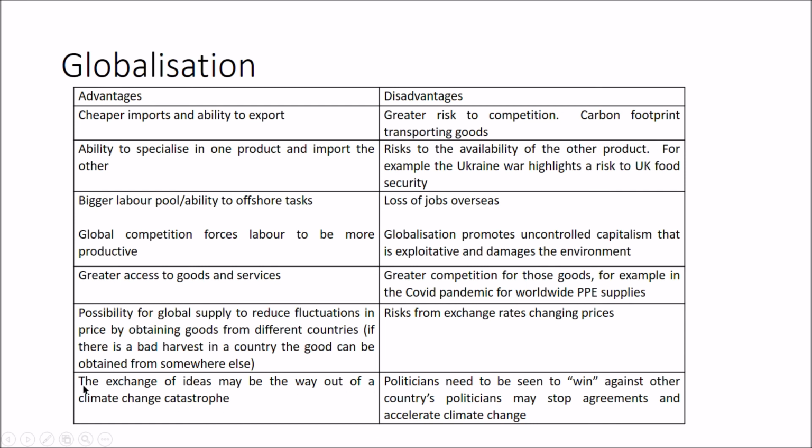And there might be other things, in terms of we might be able to exchange ideas to get our way out of climate change catastrophe and global warming, really. But on the flip side, what we do see as well within globalization is politicians needing to win against other politicians, and maybe bid off agreements on climate change. Let's say Donald Trump just decided to scrap them. So we can see here that in globalization we've got advantages and disadvantages all the way through.